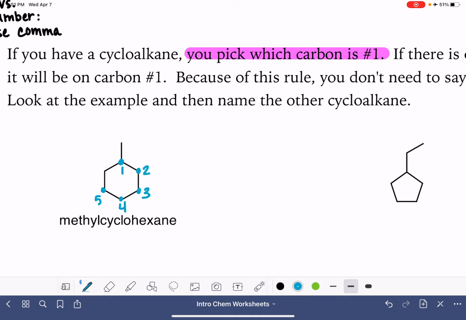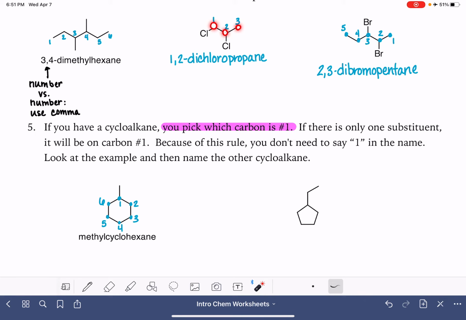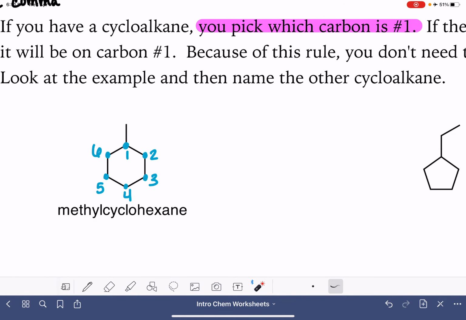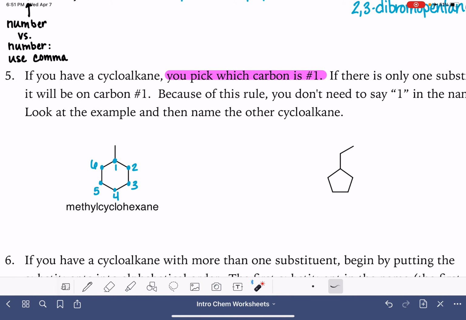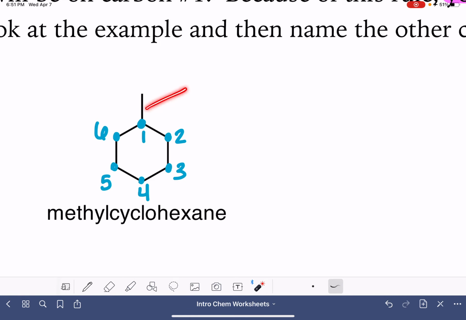Sometimes we go clockwise, sometimes we go counterclockwise. We'll look at that in the next set of examples. Because there isn't an actual end like with our straight chain, since it's cyclic, we have to choose which carbon to call carbon number 1, and carbon number 1 is going to be the one that holds the branch. Now, because of this rule, because we're choosing which carbon is carbon number 1, we don't say 1 in the name of the molecule. So when it comes time for us to name this molecule, we say we have a branch, it's a methyl, and it's located on carbon number 1, but we don't say 1 in the molecule's name.